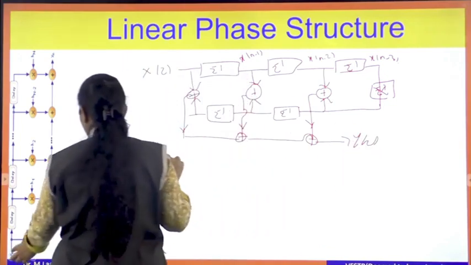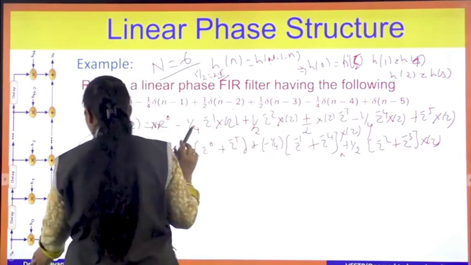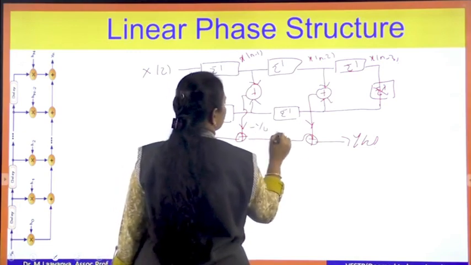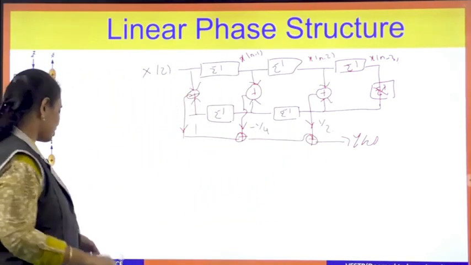So what are the multipliers we had? 1, minus 1 by 4, 1 by 2, 1, minus 1 by 4 and 1 by 2. So this is my even structure.